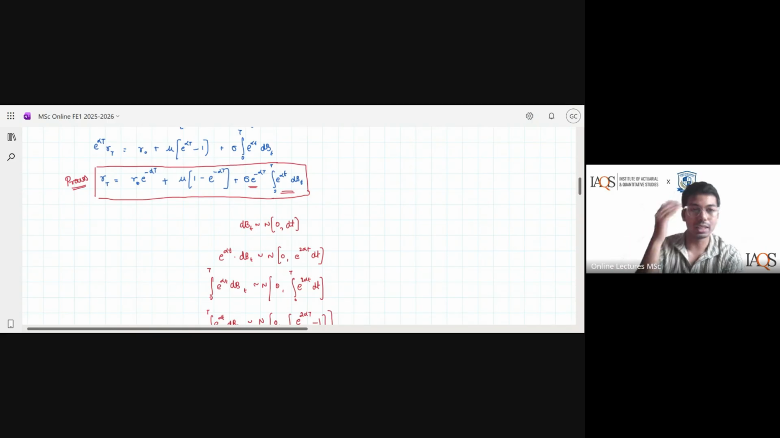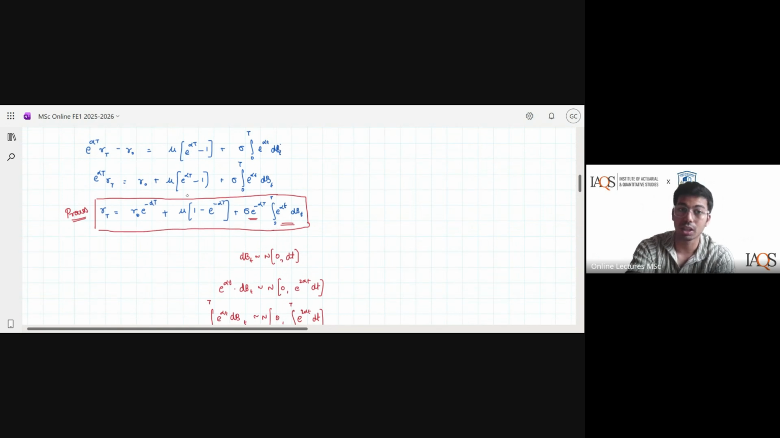So if I have to predict, let's say USD interest rates, I'll take a starting point for the USD interest rate. I'll estimate the coefficient of mean reversion for the USD interest rate, take the long-term mean reversion level, fit everything over here, and then predict my RT.